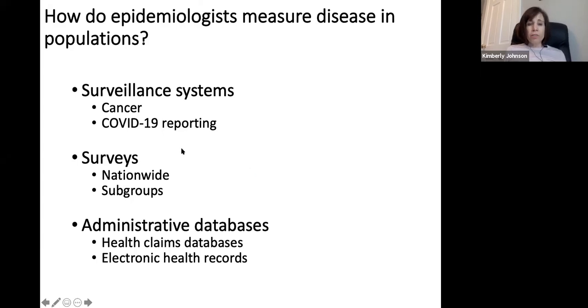We also collect information to measure disease through surveys, and these can be nationwide surveys, or they can be just specific subgroups, people within a community, people within an organization. We also use administrative databases, so health insurance claims databases would be one example, and electronic health records. So there are many different sources of data for our activities to measure disease in populations.